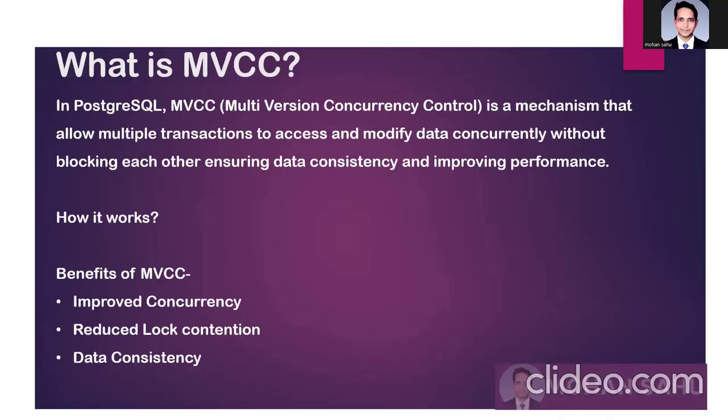So what are the benefits of multi-version concurrency control? It gives improved concurrency, because we have different versions of data, so multiple transactions can read the data from the latest version. It has reduced lock contention: whenever a transaction is trying to modify the data, it will not lock that particular data, and the latest version of that data block is available to read. It also gives data consistency, because it will not allow any read operation to read dirty data, as it will always read the committed data.